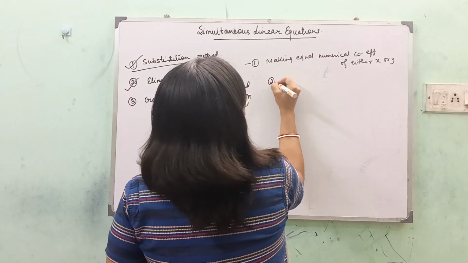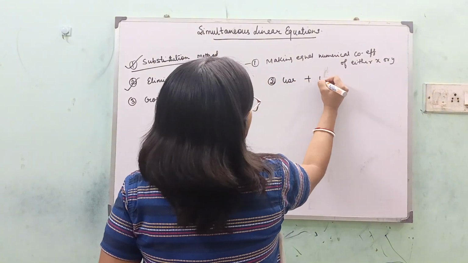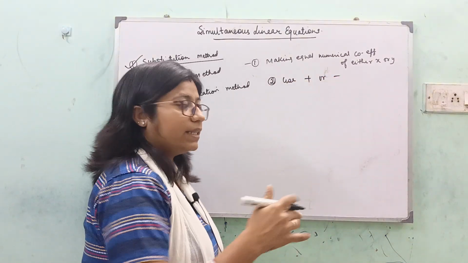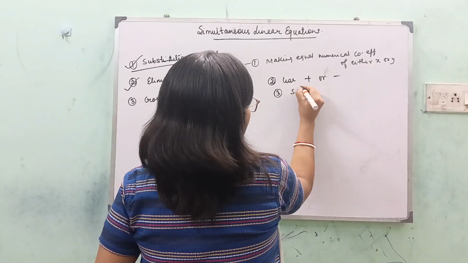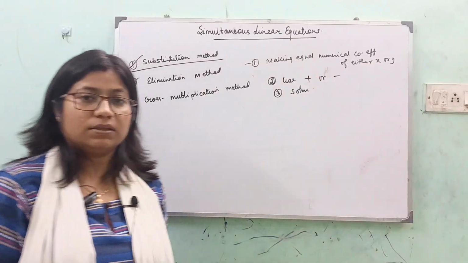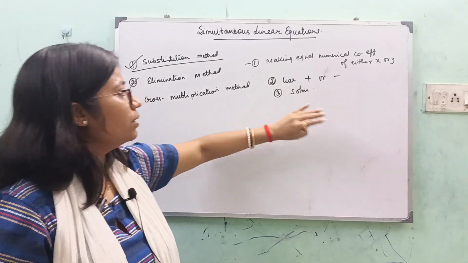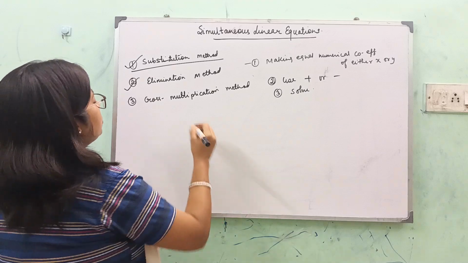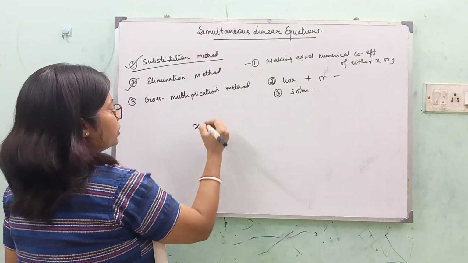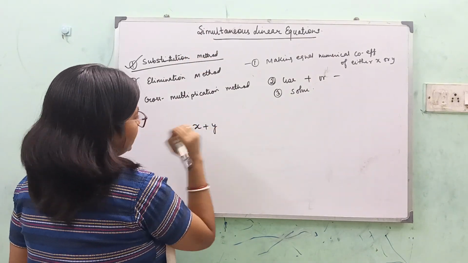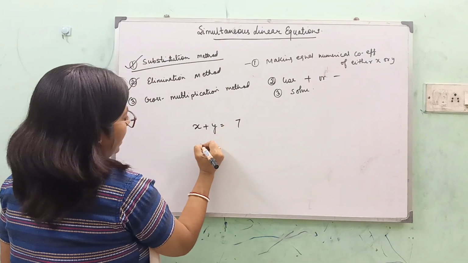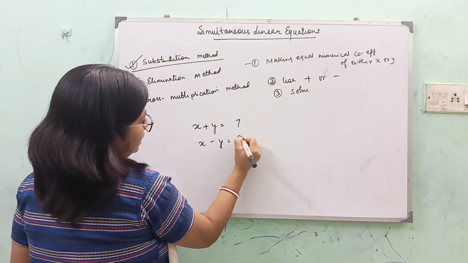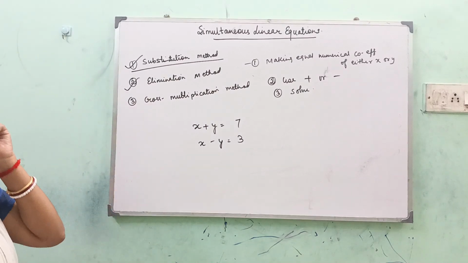Second is use addition or subtraction. And then third one is solve. Whatever is the resulting result, whatever you are getting after this step, to solve. Now 3 steps have been told over here. Check. We will go to the equation that we have been using: x plus y equals 7 and x minus y equals 3. I think this was the equation that we have been using.